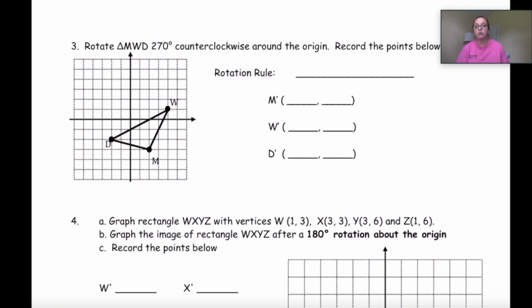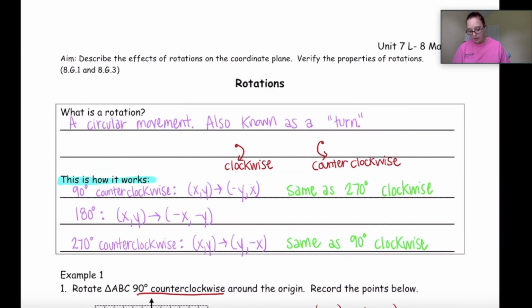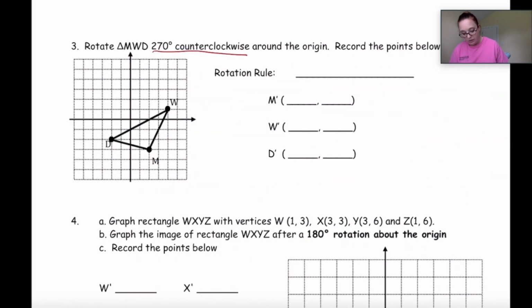So number 3 is wanting us to rotate triangle MWD 270 degrees counterclockwise. So let's go back to that first page and see what that rotation rule was. So 270 degrees counterclockwise is this rule right here. (x, y) maps to (y, -x). So I'm going to write that down. Again, I'm going to write down the ordered pairs for points M, W, and D first.